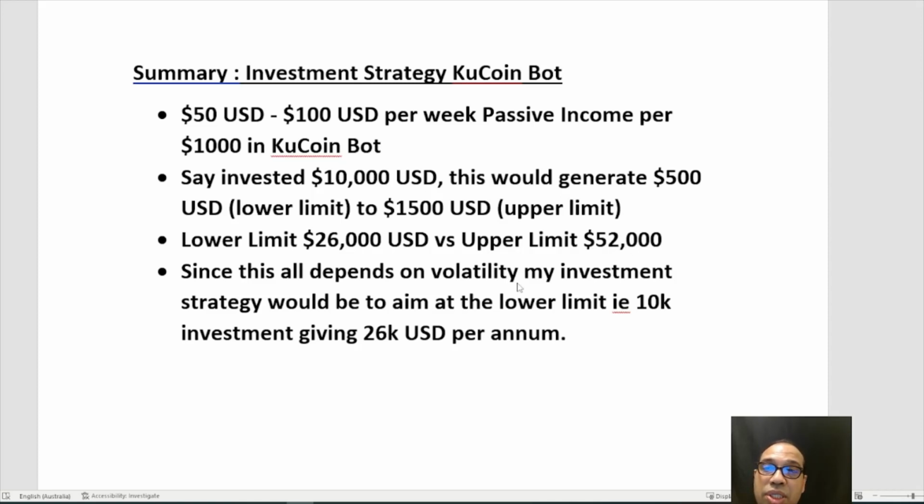So, as I mentioned again, this is not financial advice. Please do your homework before you invest. Try with a smaller amount, play around with it, get confident, and then build it up slowly.